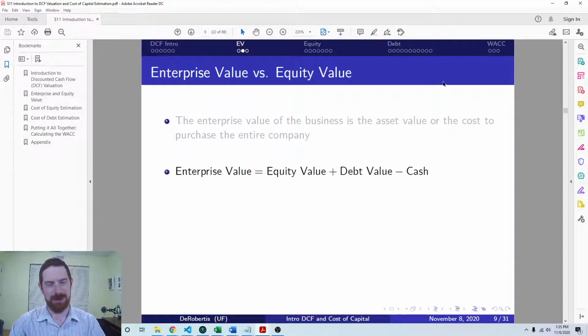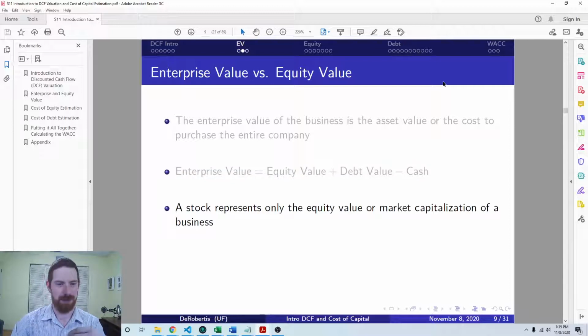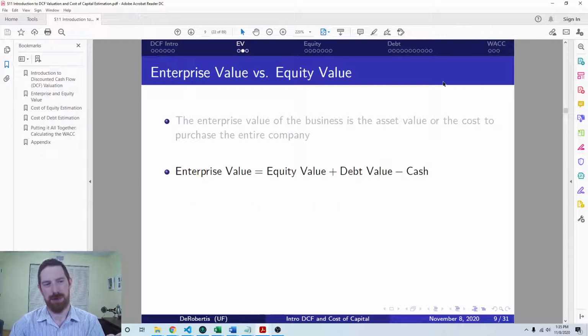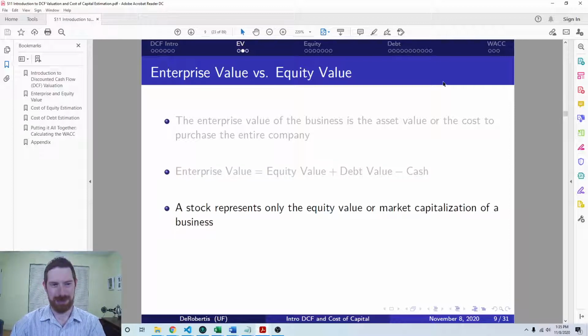In terms of the formula that we can use to define the enterprise value and relate it to the equity value, we have that the enterprise value equals equity value plus debt value minus cash. And then what is the equity and debt value in here? So the equity value is just the value from the stock side of the company.